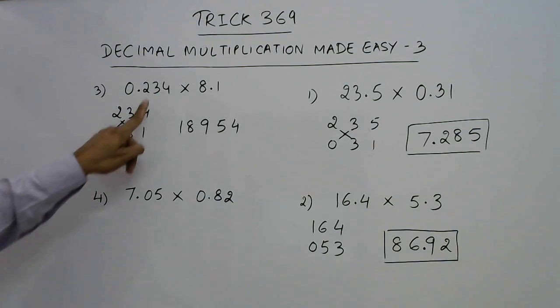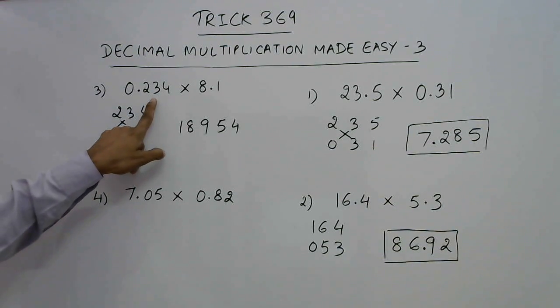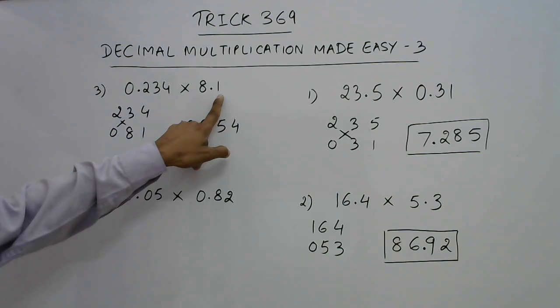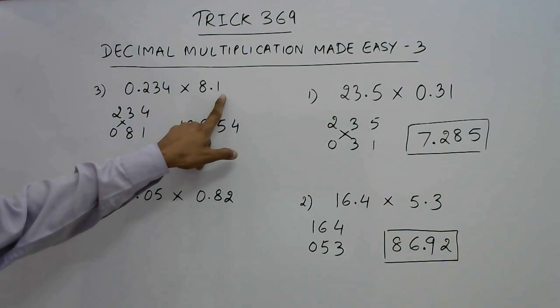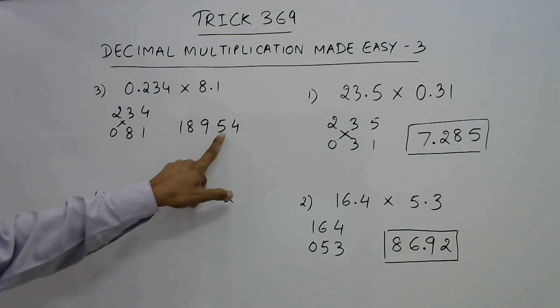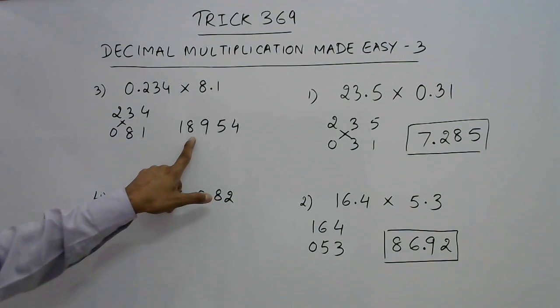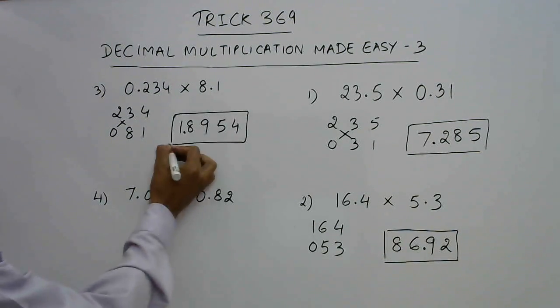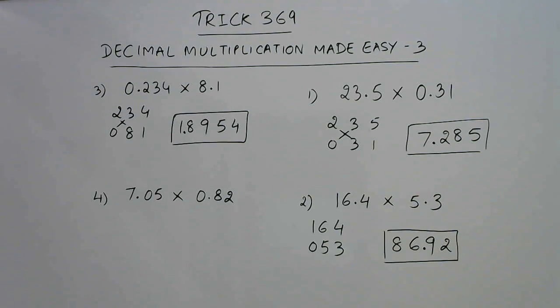18954. Now how many digits here after the decimal? We have 3 digits, and after the decimal here we have 1 digit. So in total we have 4 digits after the decimal. So 1, 2, 3, 4. Put a decimal here, we get the final answer. 1.8954 is the required product.